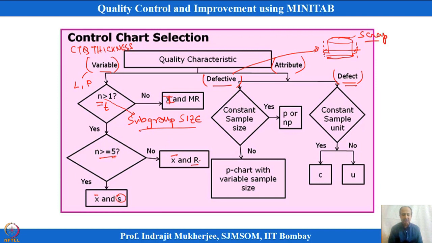If it is within 5 samples, we will use the X bar R chart, and in case it is more than 5 also we can afford, then the more appropriate chart will be the X bar S chart. So, we will do the variable control chart first, and then we will see the attribute control chart, and how to do it in Minitab.